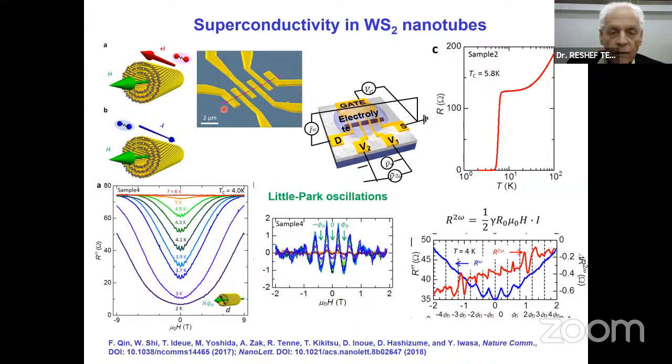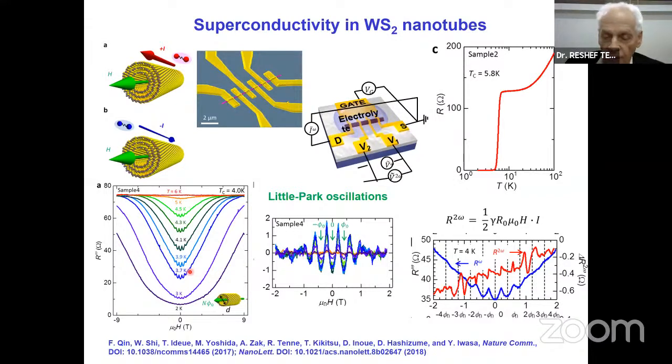And you see the nanotubes is contacted by several electrodes, and you measure the superconductivity. The gate is electrolyte gate, so you have a lot of charge in the gate, and you can gate it, and you see that at low temperatures, there is the oscillation, the Little-Parks oscillation, and the Little-Parks oscillations are the hallmark of coherent movement of the condensate of the pairs in the nanotube.